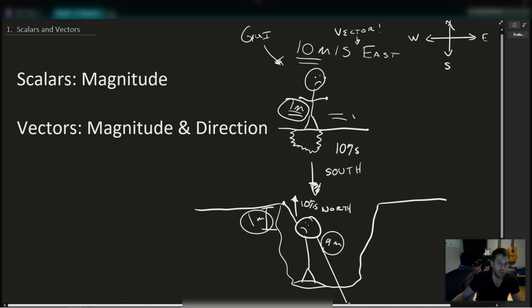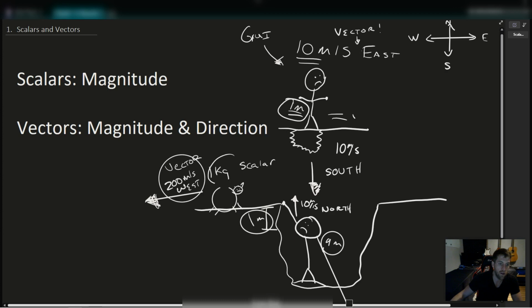And a random cat was up here. And this cat was 1 kilogram. That's a scalar. But as Gui raised his hand 10 meters per second north, the cat ran off at 200 meters per second west. We now have a vector.